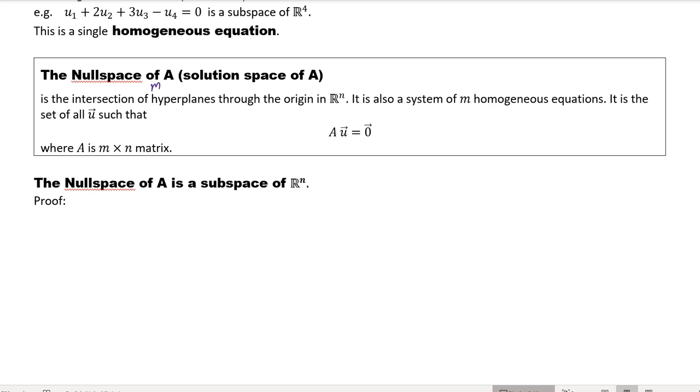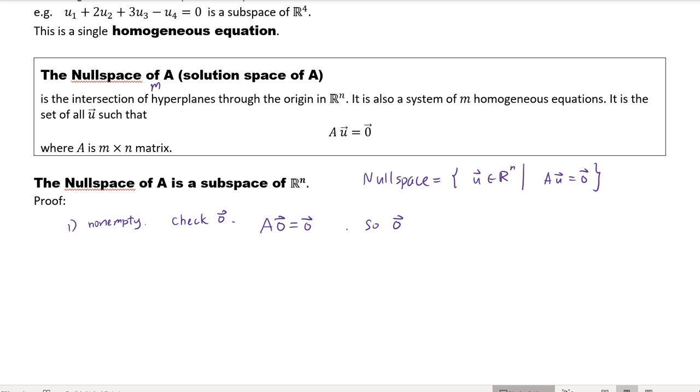Okay, what is the null space again? It is u in Rn such that A times u equals the 0 vector. We want to show this is a subspace, so we want to show it satisfies those 3 conditions. First, non-empty. Let's check the 0 vector. Well, A times the 0 vector is the 0 vector. So the 0 vector is in the null space. Let's call it W.